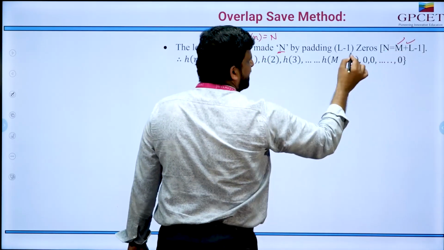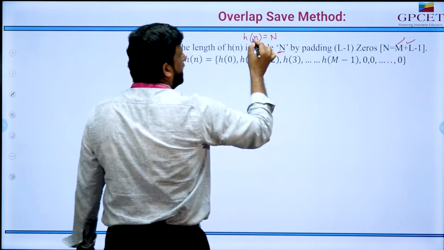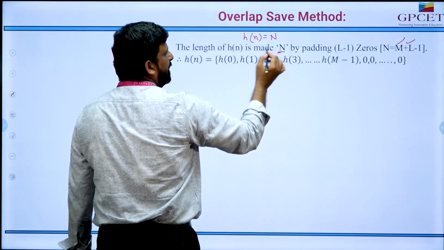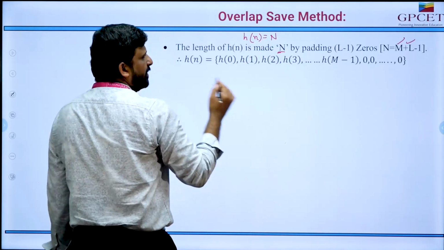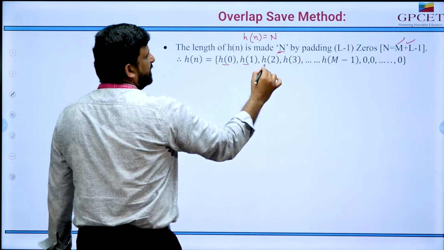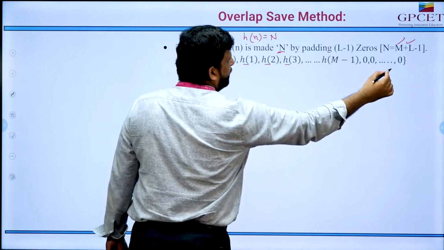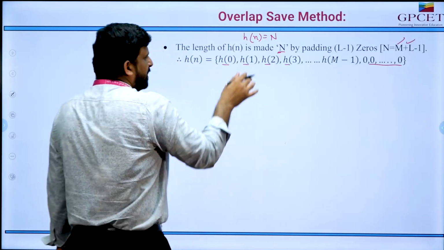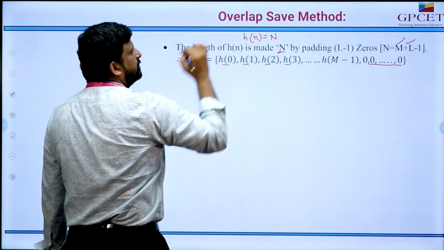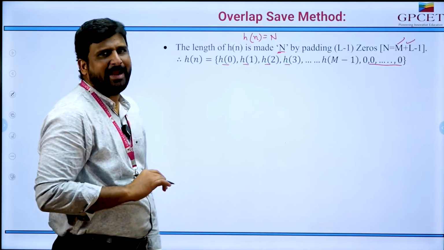So with the help of this, L minus 1 zeros are added to the h of n so that it is made equal to the value capital N. So how are we going to do that? h of 0, h of 1, h of 2, h of 3 is the length of the sequence, and so on. How many zeros am I going to add? I am going to add L minus 1 zeros. If I do this, it will be equal to the length of the capital N.